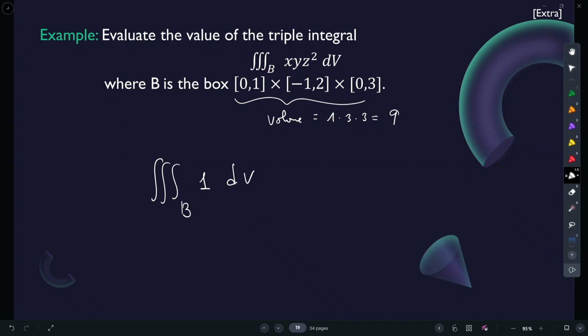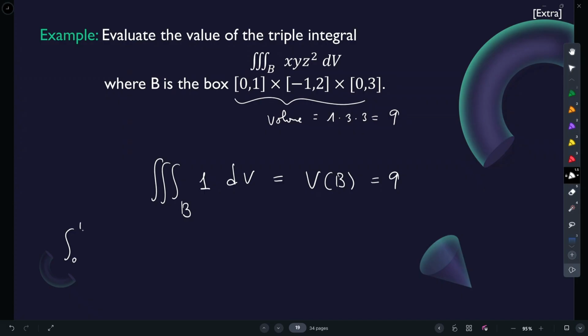By the way, as I said, if the question was integrate 1 dV, that is the actual volume of the box. Like the same properties in the double integral: if I did a double integral, the answer is the area of the region you're integrating over. But here it would be the volume of my box, and that would be 9.